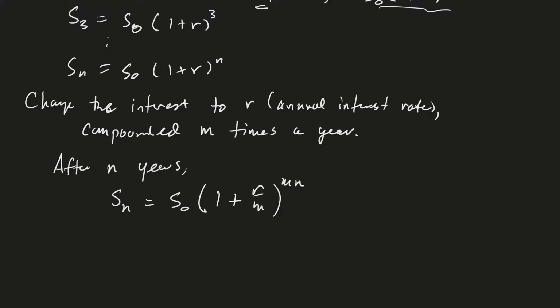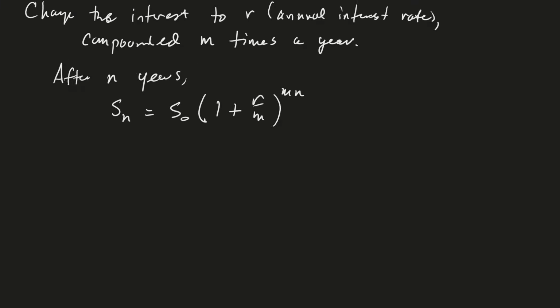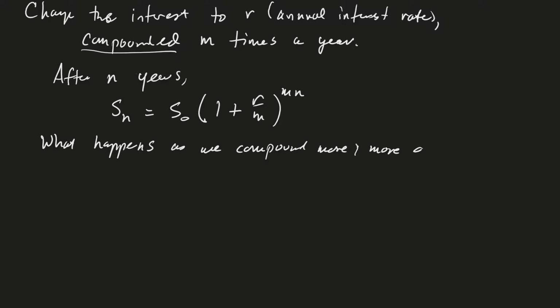And so now the question is, what happens as we compound the interest more and more often? Well, you might recognize that as saying we're going to take the limit. Yay! What happens in the limit as m goes to infinity of 1 plus R over m to the m times n power?